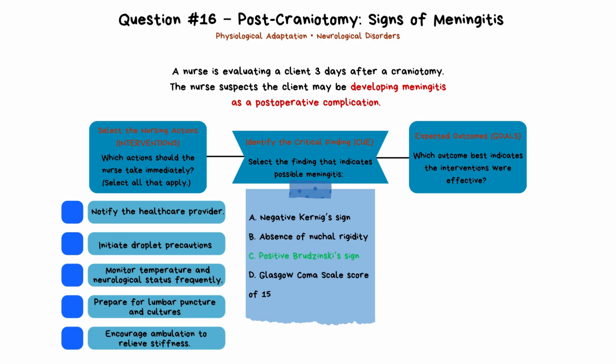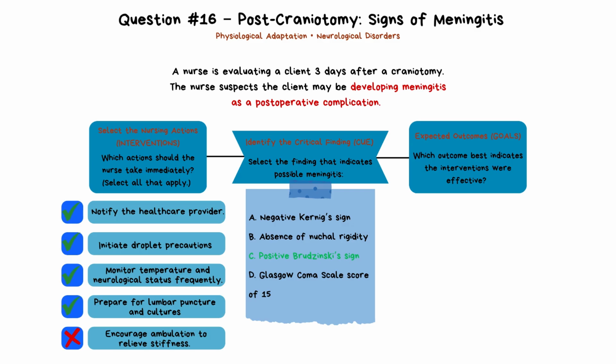The correct selections are options 1, 2, 3, and 4. The nurse must notify the provider, isolate the client to prevent spread, monitor for worsening symptoms, and prepare for diagnostic testing. Encouraging ambulation is unsafe here. It increases intracranial pressure and offers no benefit.